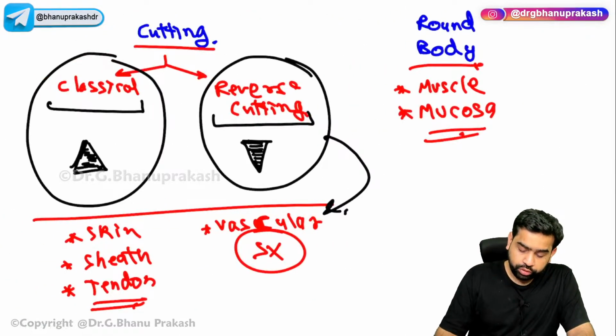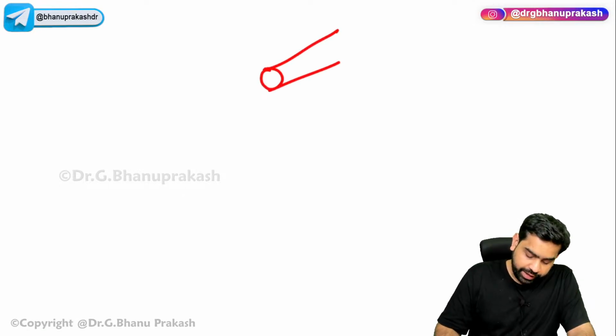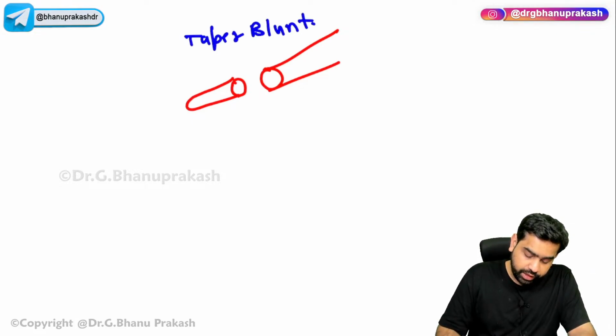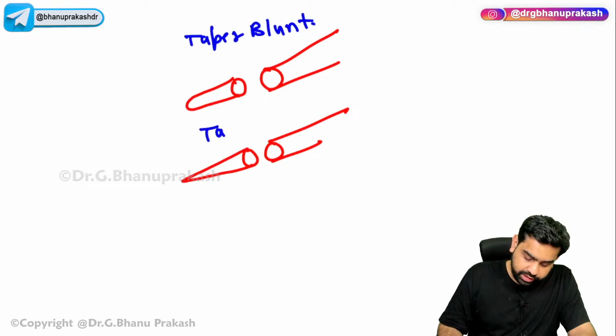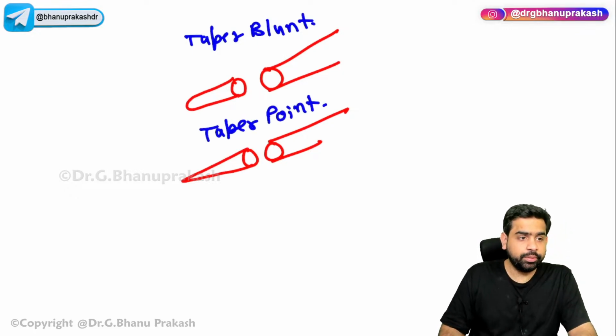Okay, if at all they show you an image like this, a round body needle, and over here they say that it is blunt, so this is a taper blunt. Now if at all they show you a round body and there is a point like this, so what is this? This is your taper point.